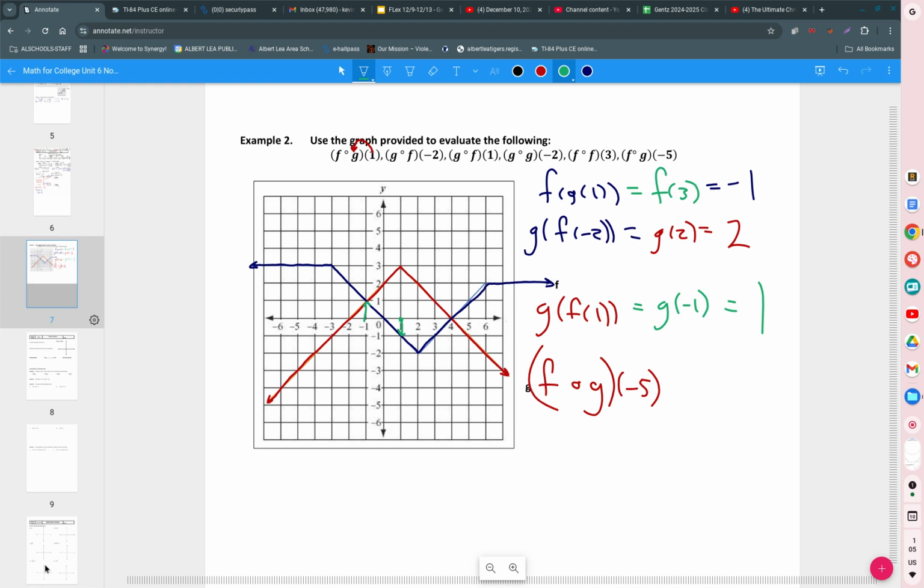And then the next one, I'm going to go ahead and plug in -5 for g. And when I plug in -5 for g, g is the red one. So I get -3. So it becomes f of -3. And then f is the blue one, so if I plug in -3, I get +3.